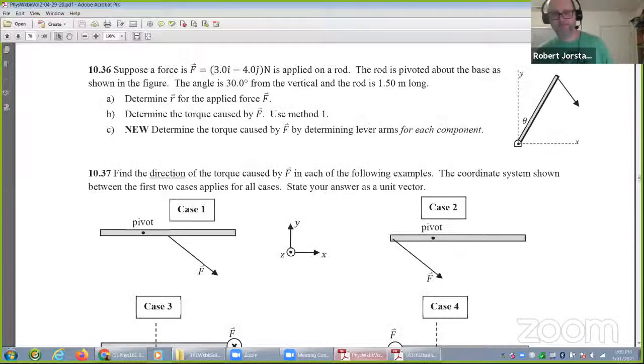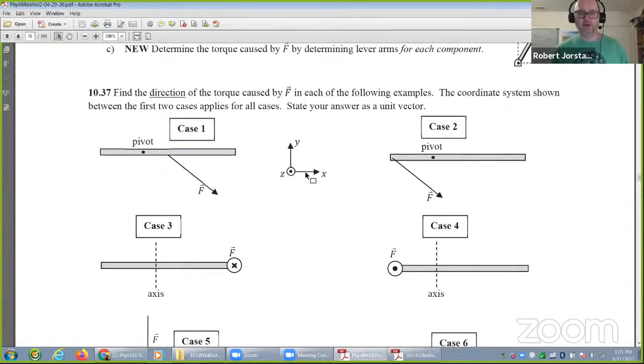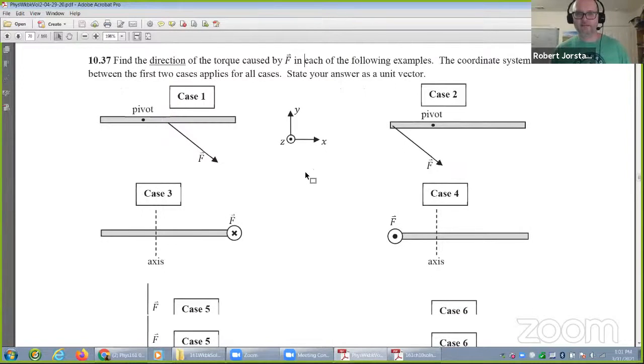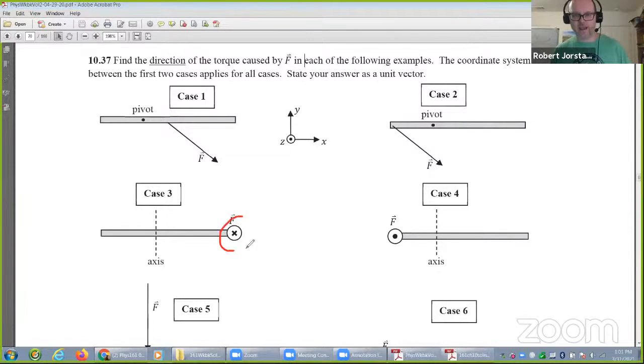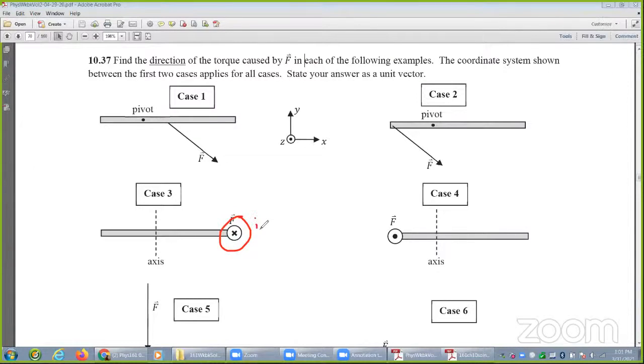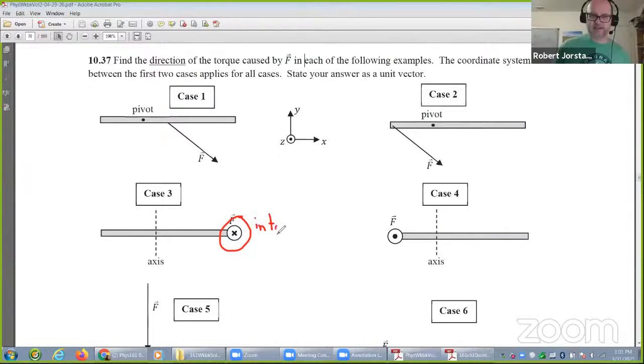Okay, so let's go back to here. In this one, it forces you to remember some of these symbols. What does an X mean like this? What do you think I mean by that X? Into the page. Into the page. And then this dot over here is out. So watch out for that.